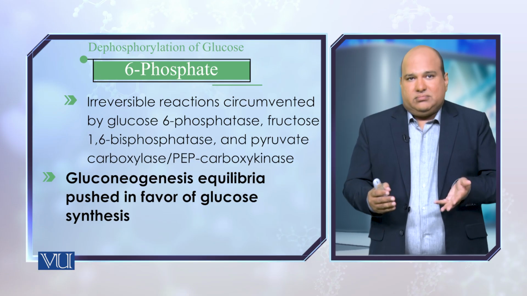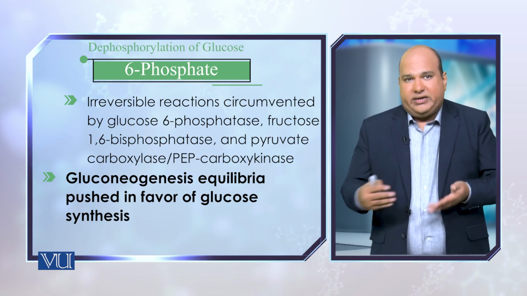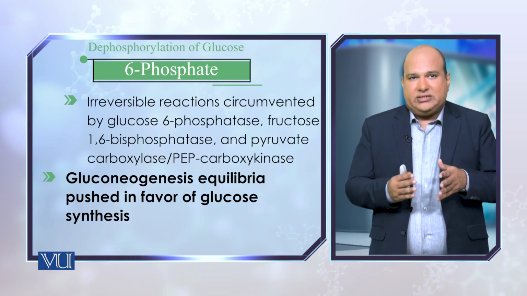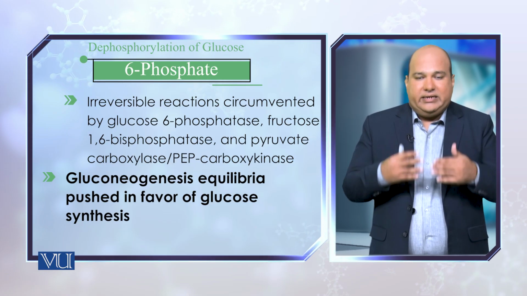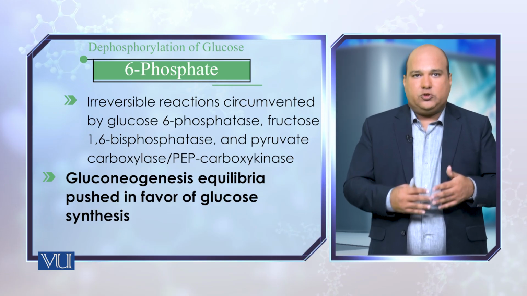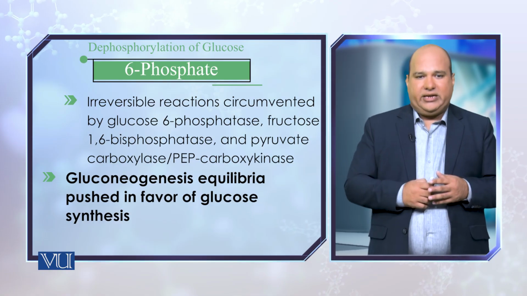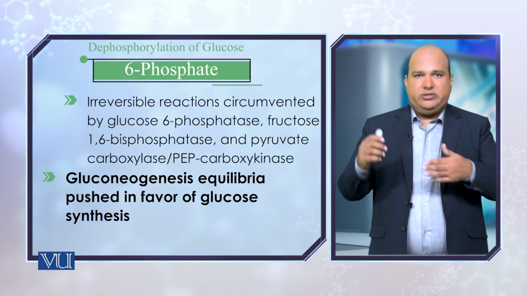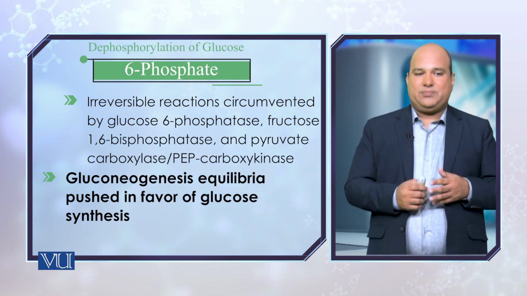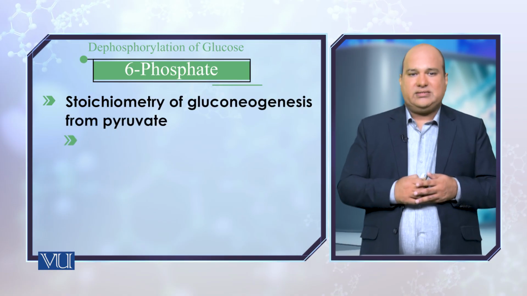And as per the law of thermodynamics, you must have learned until now that any reaction, if it is to occur in living systems, the equilibrium of the reaction should push the reaction in the forward direction. So the equilibria of this reaction make it possible that the gluconeogenesis process takes place. That is, this glucose synthesis takes place.